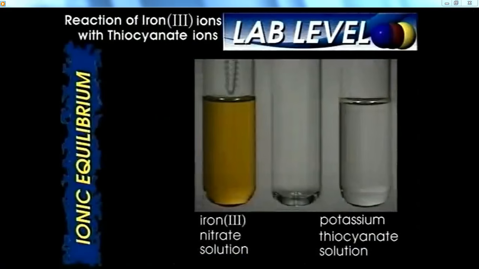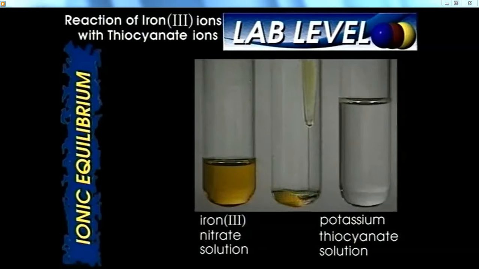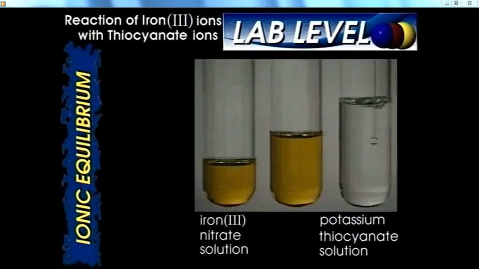Ionic reaction which occurs when potassium thiocyanate solution is added to a solution of iron 3 nitrate. The product is dark red.